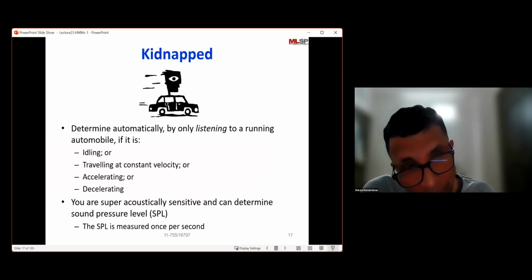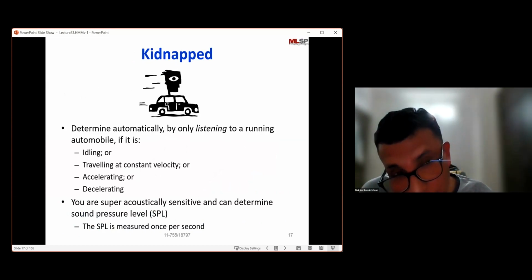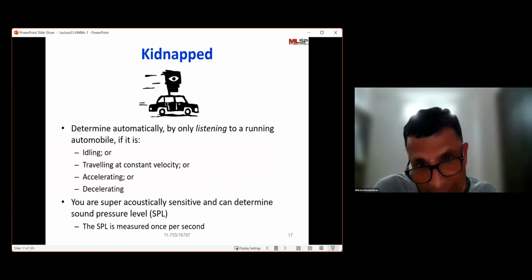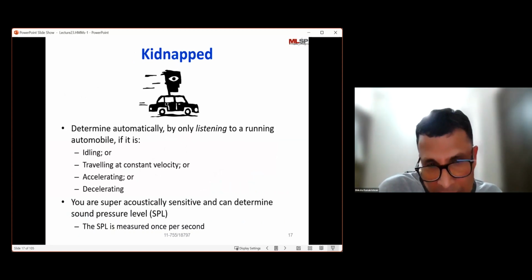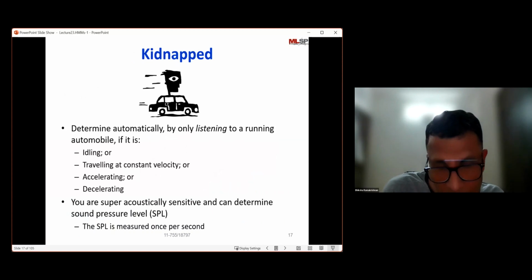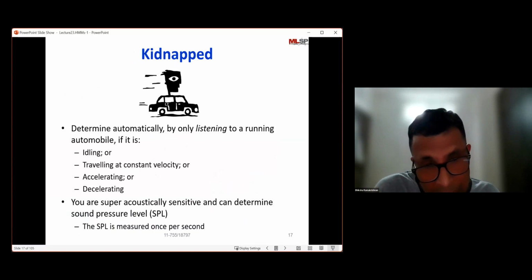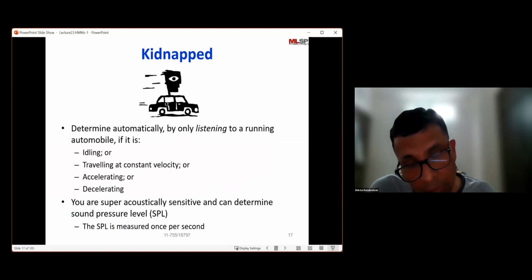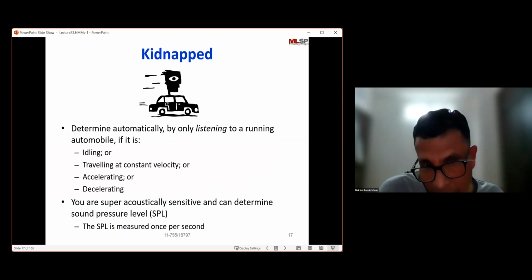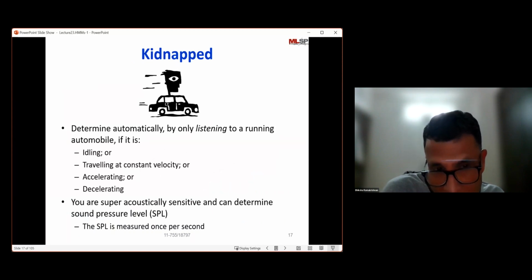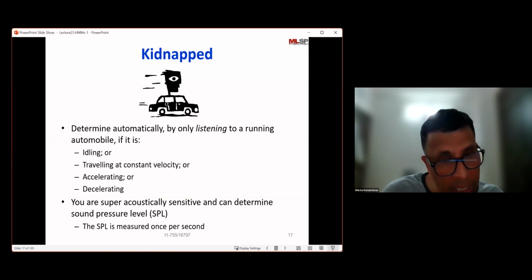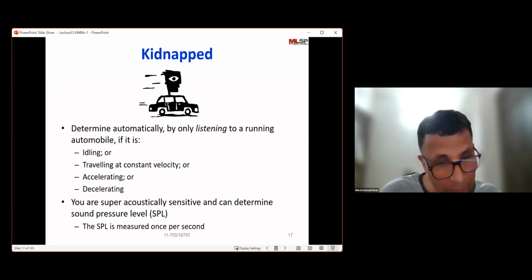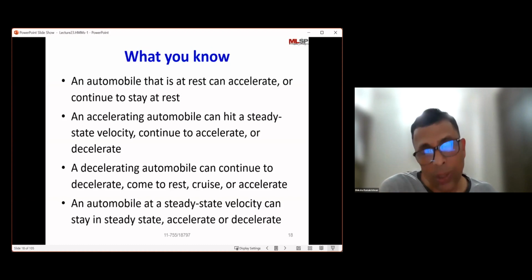Now, what is your problem over here? Since you're blindfolded, the only thing you can do is hear. So you must determine automatically by only listening to the running automobile if it's idling, if it's traveling with a constant velocity, if it's accelerating or decelerating. So based on the sounds that the car makes, you have to decide which of these four conditions it is in: idling, traveling at constant velocity, accelerating, or decelerating. And now in this problem, you're super acoustically sensitive, and you can determine the sound pressure level of the sounds that you hear, and you can measure it once per second. So here's what you know.